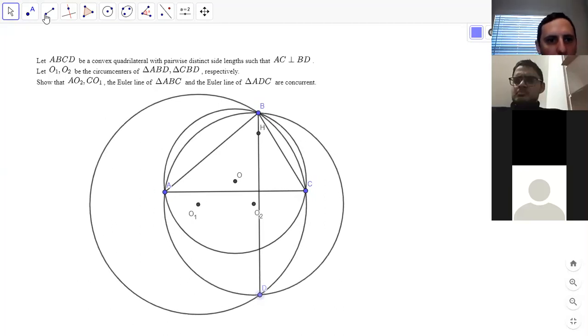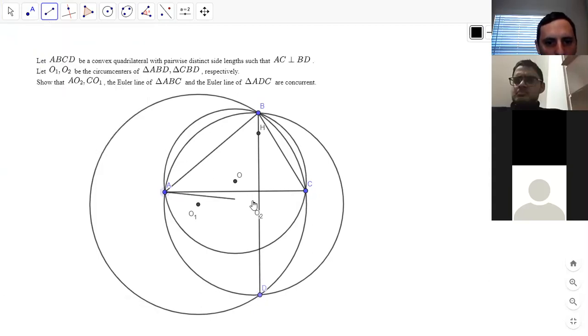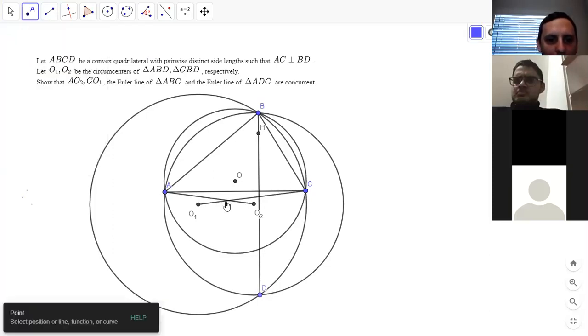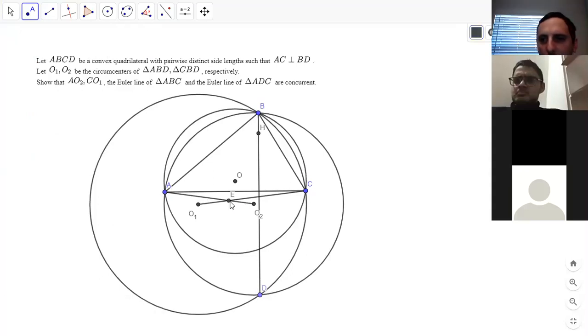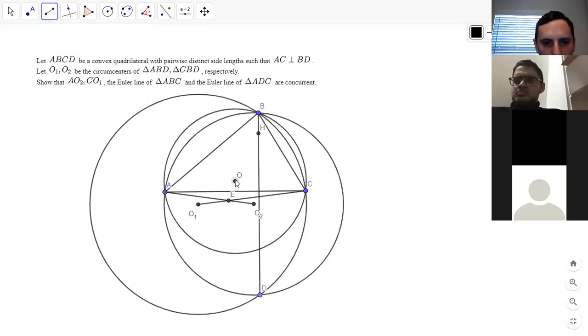Interesting. Homothety between O... Oh, they're homothetic. Does that just solve the problem? O1, O2, so that's the three centers, and AHC. You named O1 and O2 wrong, so you have to swap them.